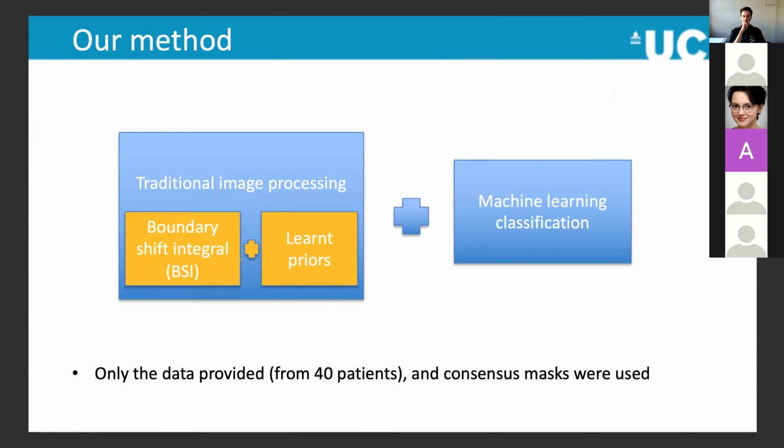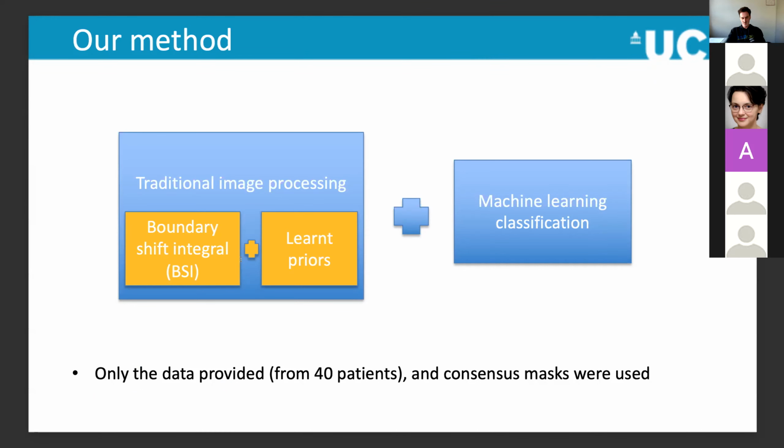Okay, then our method is based on two different approaches. One is the traditional image processing, the registration subtraction approach, plus then we add a machine learning classification algorithm to reduce the false positive and the false negative.